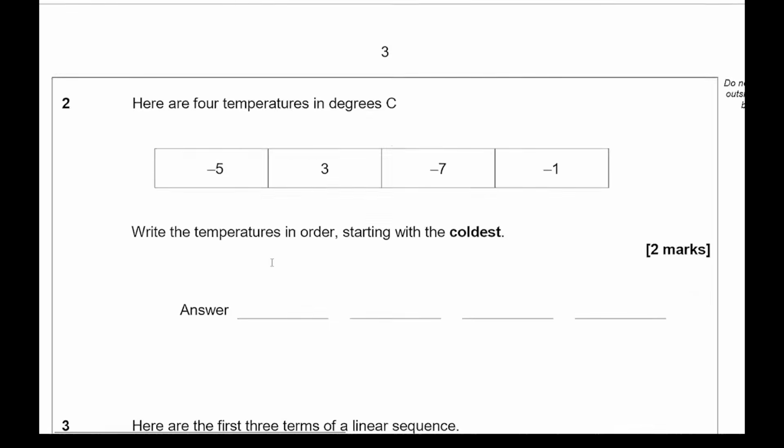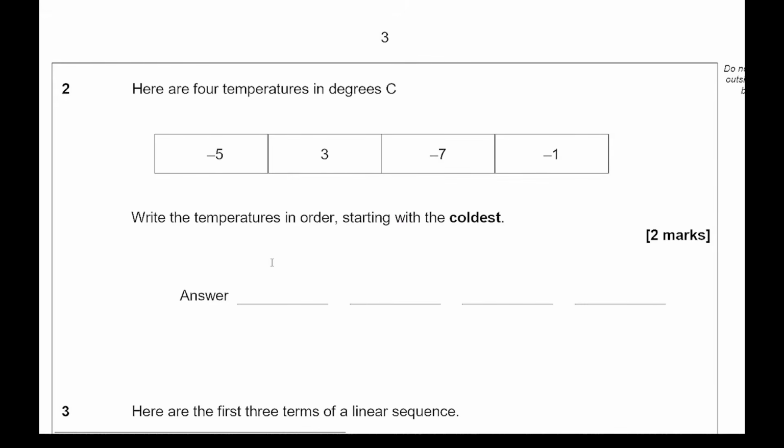Then moving on to question 2, it says here are 4 temperatures in degrees Celsius. Write down the temperatures in order, starting at the coldest. So for this, what we need to do is just order these numbers in ascending order. So we've got the smallest first, so we should have -7, -5, -1 and 3.